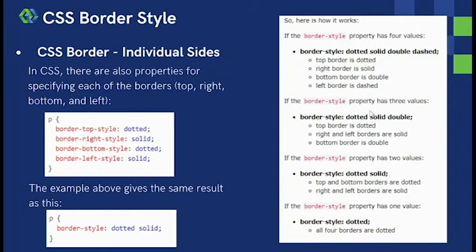So to go back: if there are four values, the order should be top, right, bottom, left. If only three, top is first, the second is right and left, and the third is the bottom. And if only two values, top and bottom are partners, and right and left borders. And if only one value, then all four borders are in the same style. Okay.